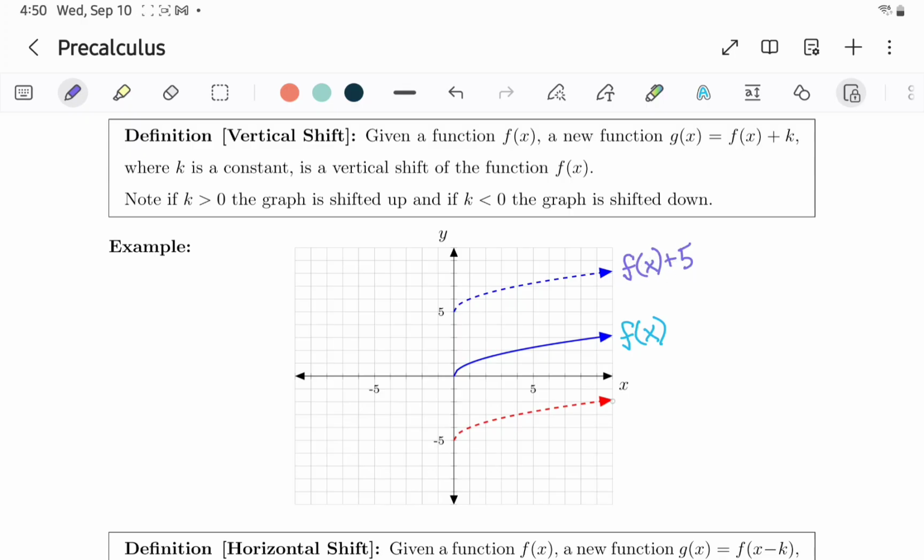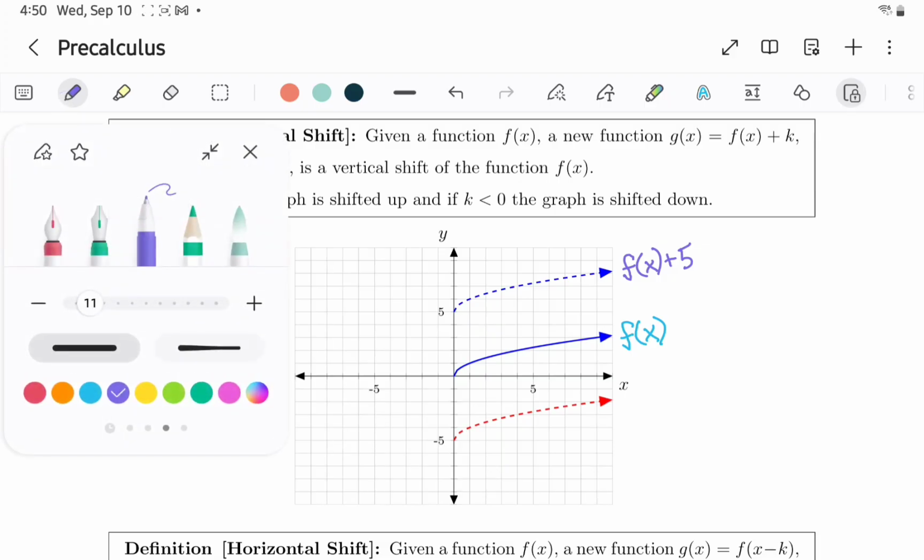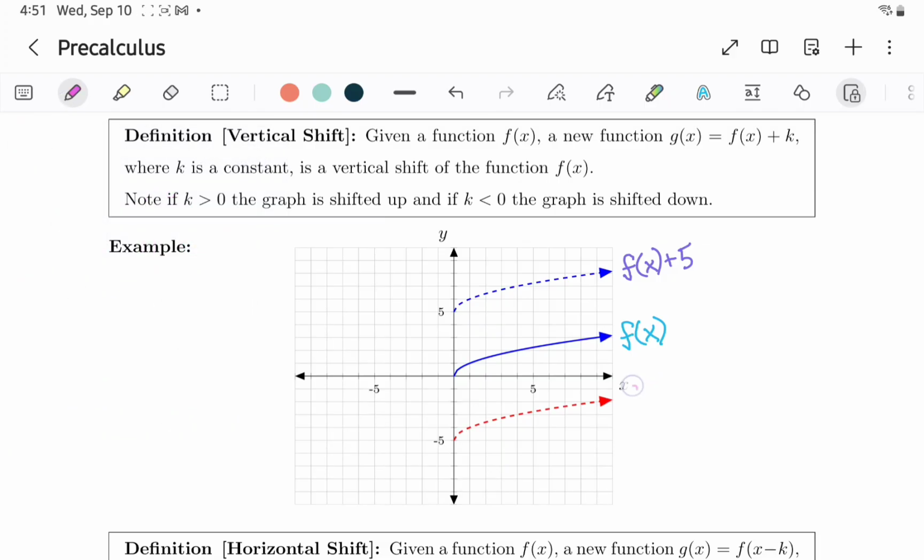And the graph in dashed red is going to be a vertical shift of the graph of f by 5 units downwards. So it's going to be equal to f of x minus 5. All right.